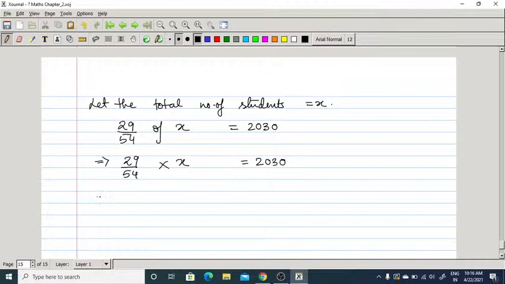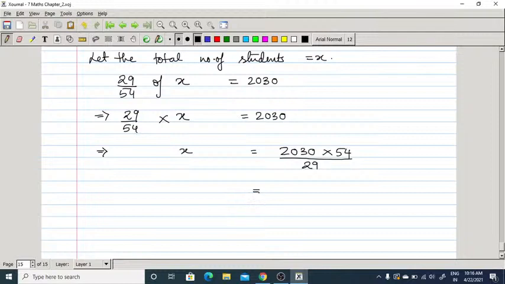Now if you have to find out the value of x, then you have to send all the rest of the numbers to the other side of the equal to sign. So see, 54 is in the denominator, so it is in division, so it will become multiplication. And 29 is in multiplication with x, so it will go to division. Which is equal to, now you can do the calculations.